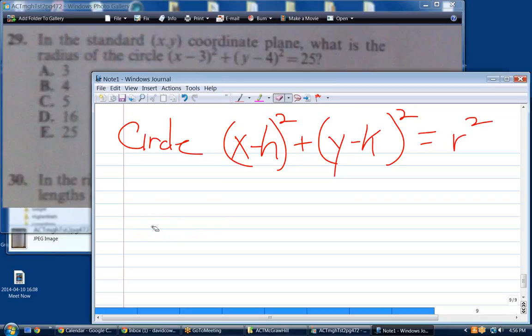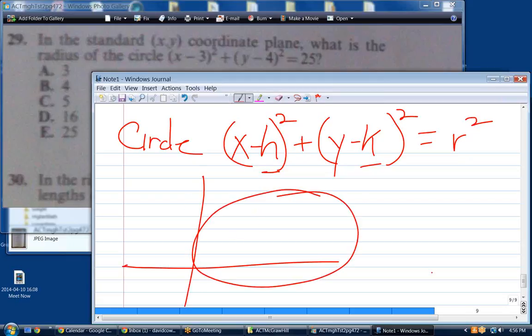Now let's make sure you know what each of these mean. What is H and K? Would that be the points on the circle? That is the center of the circle. In other words, if the center of my circle is at 2, 3, then H is 2, K is 3, and my equation of the circle would be x minus 2 squared plus y minus 3 squared. What is R? The radius. That's all you need to know.